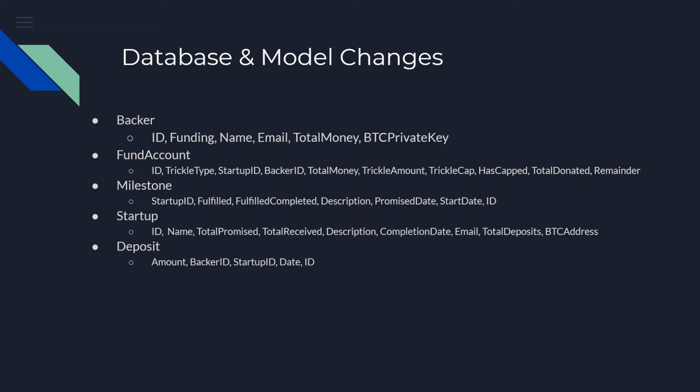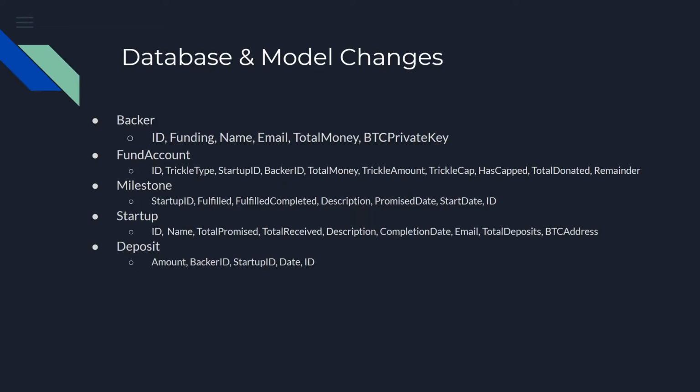Inside the fund account table, we now have a field called trickle cap, which represents the maximum amount of money that a user wishes to trickle. Once that cap has been hit, no more donations will flow unless the user has chosen percentage trickle and has money set to his remainder field. There's also a bool called has capped, which makes checking caps a bit easier and helps us with performance.